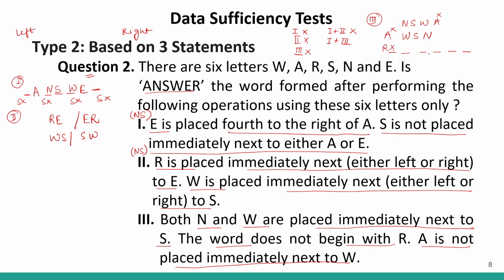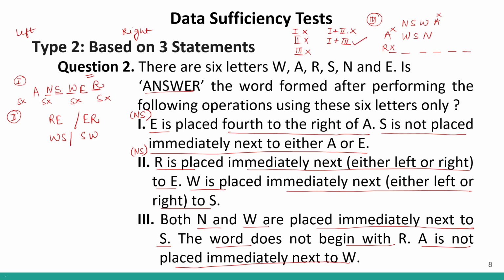So now I know that R is not at the beginning. If I begin over here, I will get R, which is not the case. So R is at the end because there is no other place. It cannot be at the beginning. Correct? The word cannot begin with R. So this will be my 6-lettered arrangement on combining 1 and 3. So based on information 1 and 3, I can say that we can find the answer.